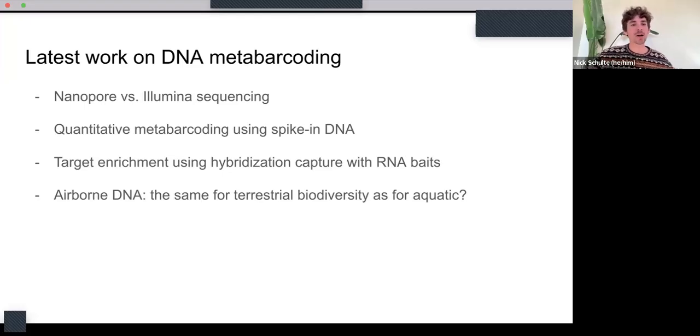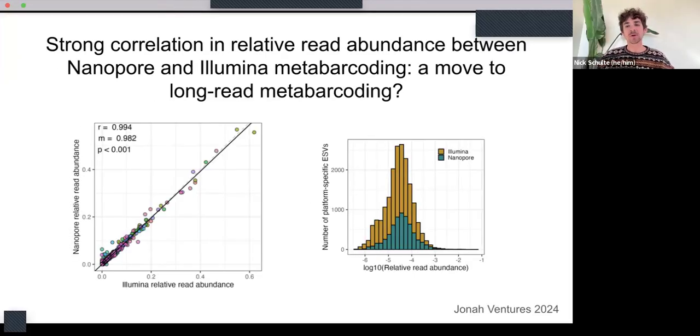So quickly, I'll talk briefly about sequencing technologies, making metabarcoding more quantitative, doing some cool target enrichment stuff, and then looking at airborne DNA. You heard me mention Illumina as the dominant sequencing platform. There's a relatively new sequencing platform called Nanopore, which is really built for its ability to do longer reads than those 200 to 400 that Illumina is so good at.